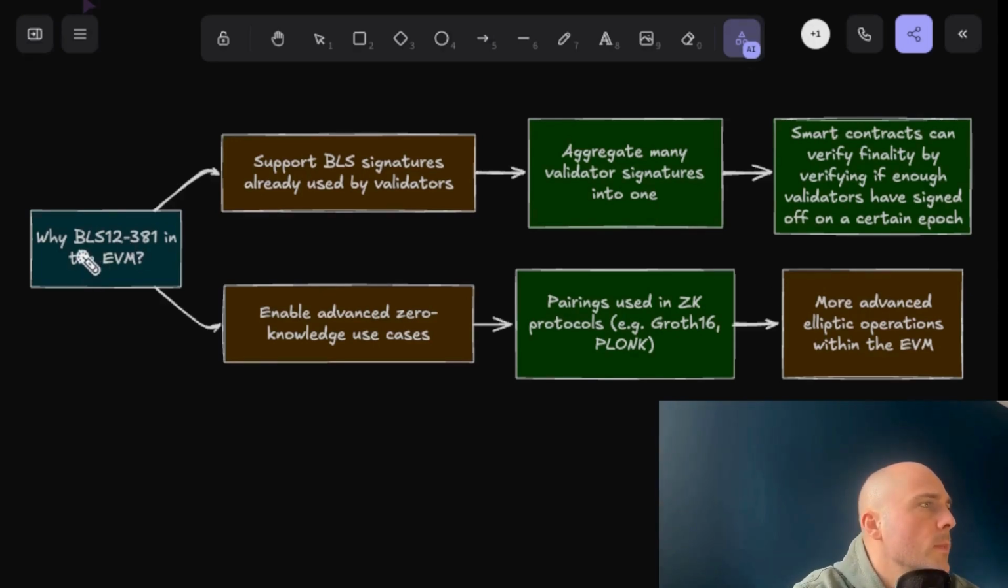Another area where this BLS 12381 support on the EVM level is very useful is within the zero-knowledge cryptography space. All these proof systems and privacy protocols and so on can make use of those precompiles. And again, that curve is useful for zero-knowledge cryptography because of these pairing operations that we talked about already. Obviously, there are some more use cases that are enabled through these new precompiles. But there's no point in listing all of them here. All we really need to understand is that this EIP increases the EVM capabilities to support some of the more advanced elliptic curve cryptography that is out there.